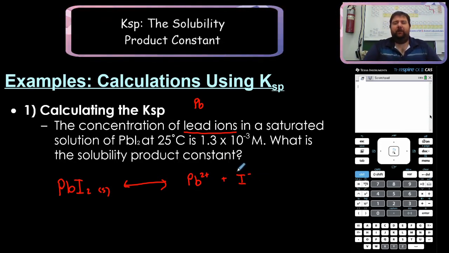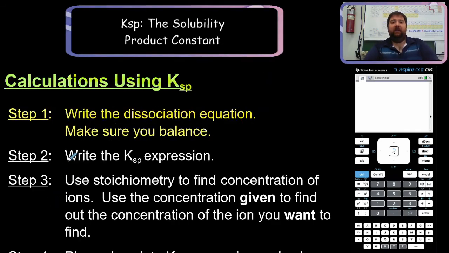Now what happens here? We have to balance it, right? How many Pb's are on the left? 1. On the right, 1. 2 iodines on the left, 1 on the right. So this needs to have a 2. And just for good measure, let's put our other coefficients there. Now the whole reason we did that is so that we could do this next step.